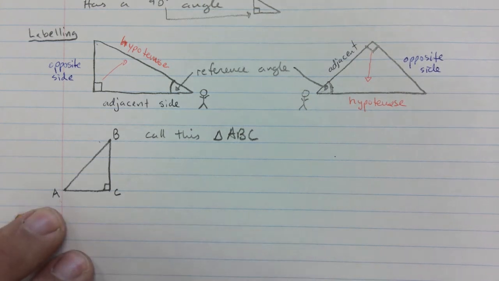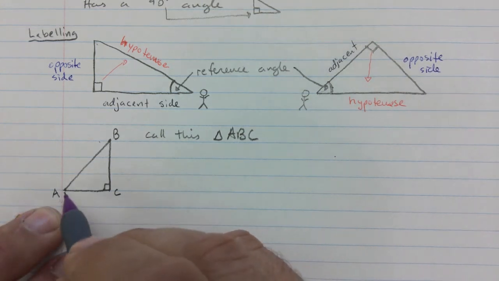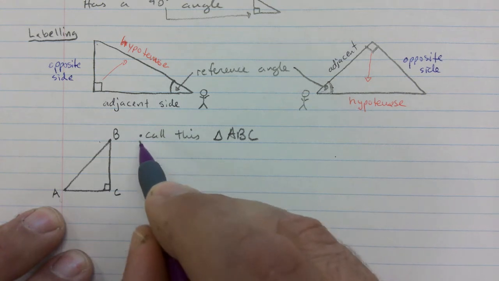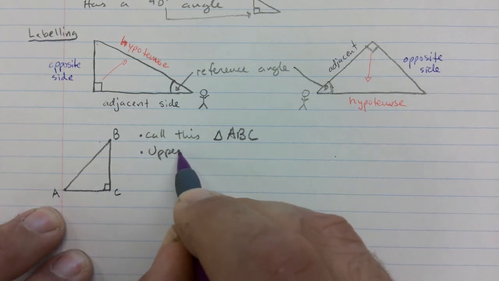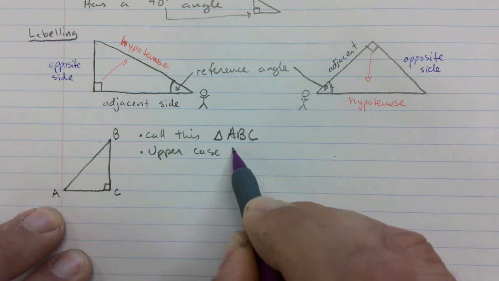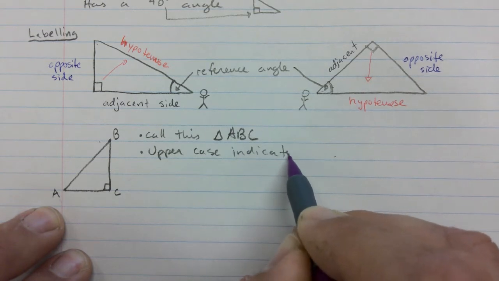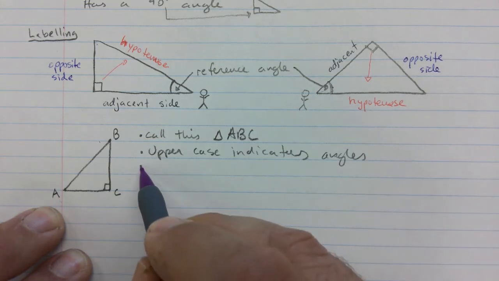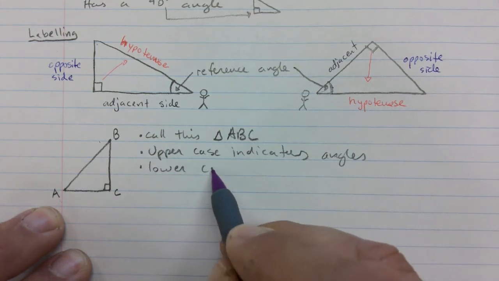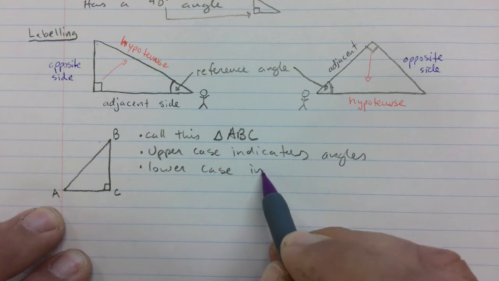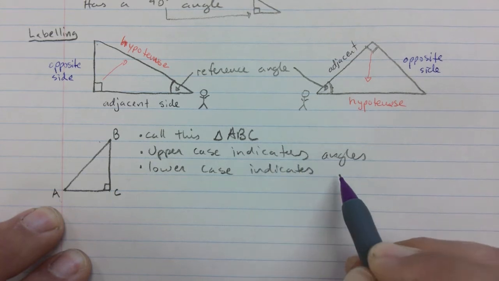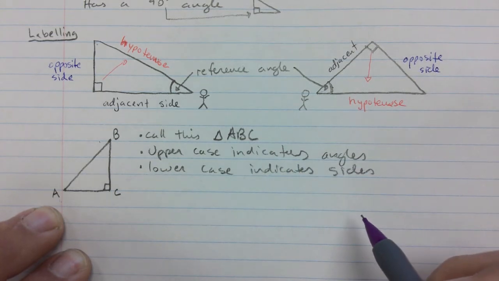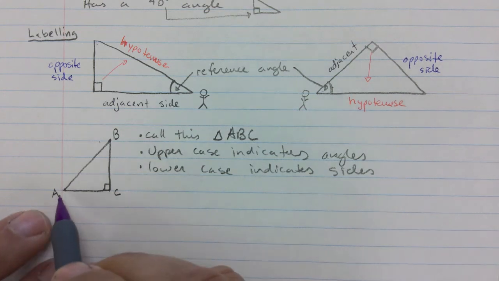Okay. Another thing you need to remember is that uppercase indicates angles. Lowercase indicates sides. Okay, so this is how we would label this particular one.